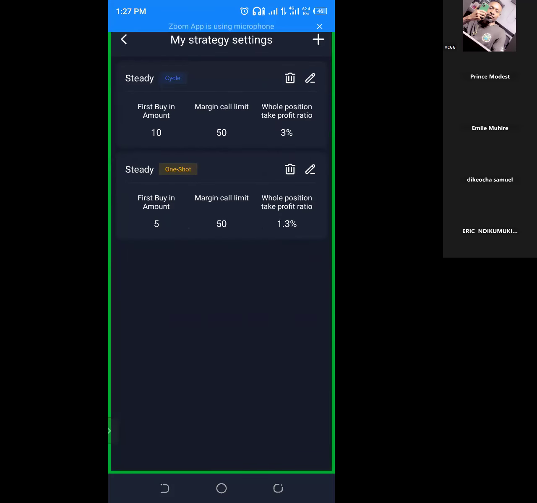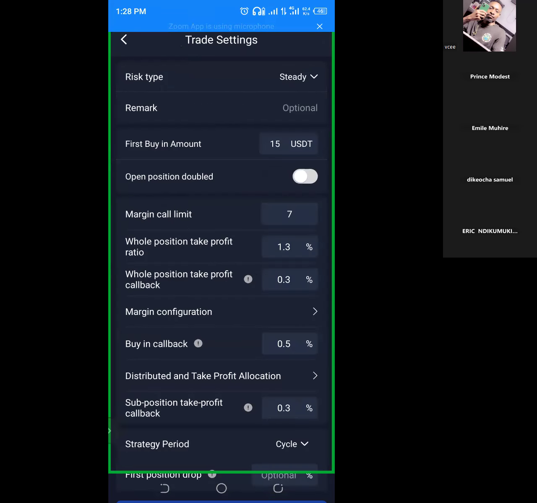So click on the plus sign. When you click on the plus sign, it will take you to this page. What you have to do at the top, you start from the top. You see the first one, which says risk type. So you choose your risk type according to what I just explained.